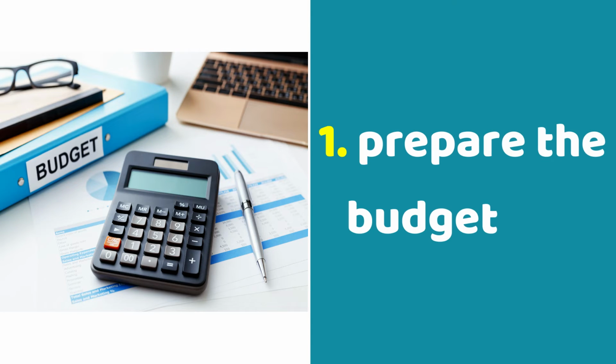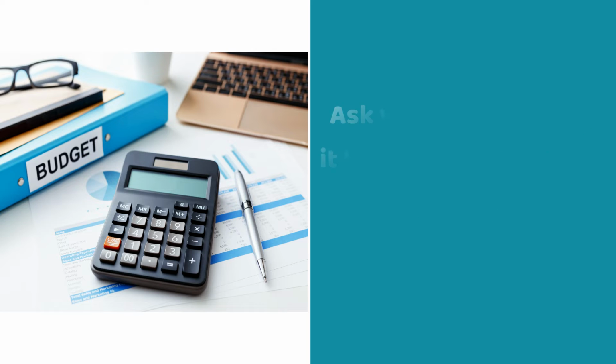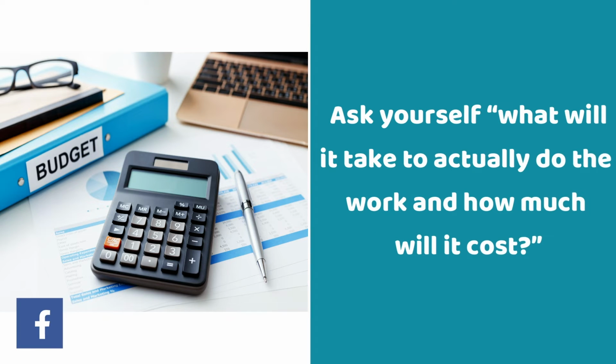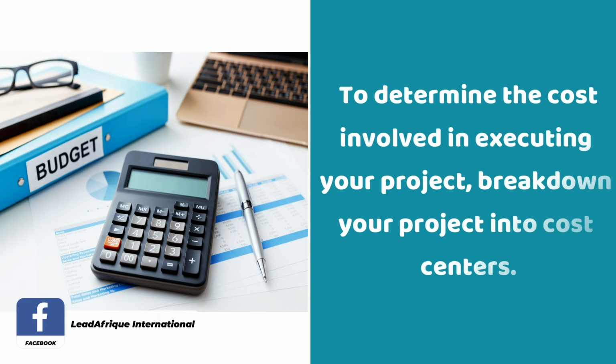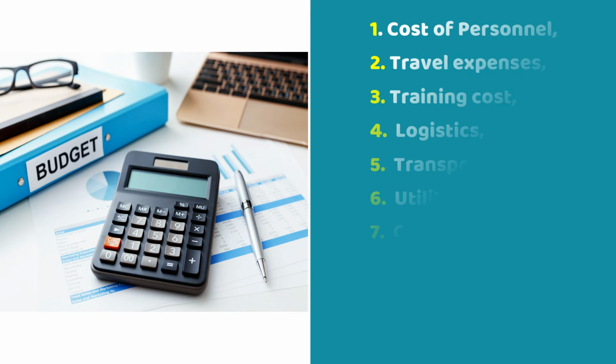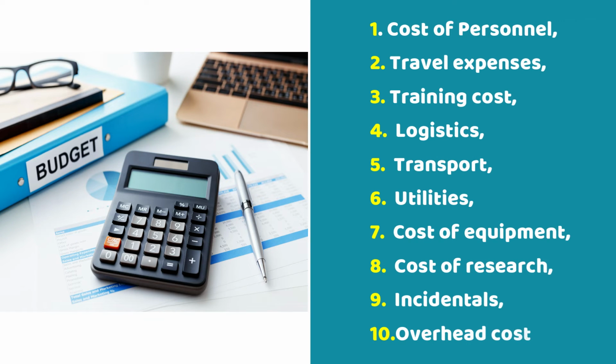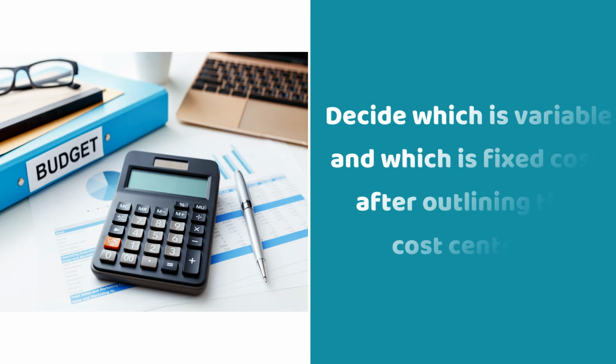Step number 3 is to prepare the budget. Ask yourself, what would it take to actually do the work and how much would it cost? To determine the cost involved in executing your project, break down your project into cost centers. For example, the cost of personnel, travel expenses, training cost, logistics, transport, utilities, cost of equipment, cost of research, incidentals, overheads. You know your project much better.